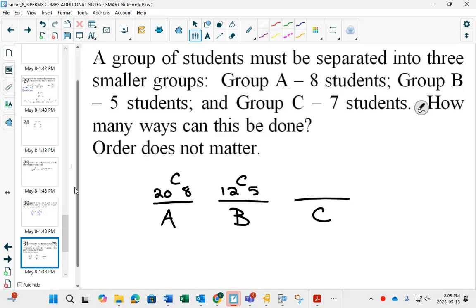So I chose group A. I say, you guys are in group A. Right? I chose group B. You guys are in group B. Norman's in the back there going, I wonder what group I'm going to be in. Can't wait to find out.